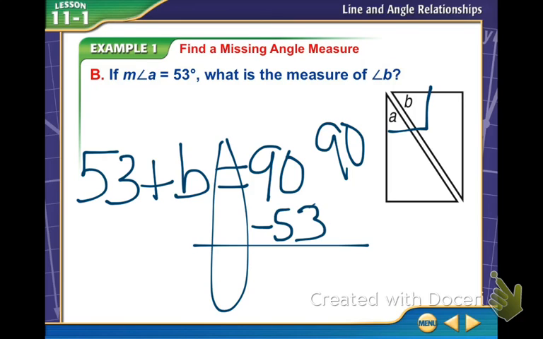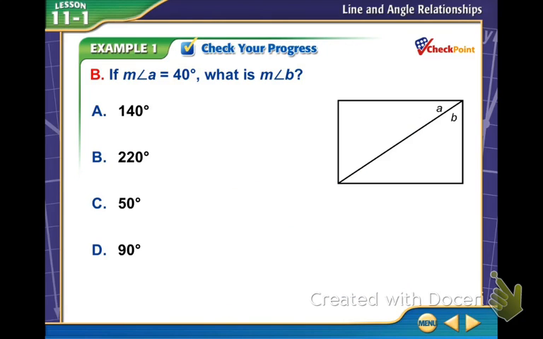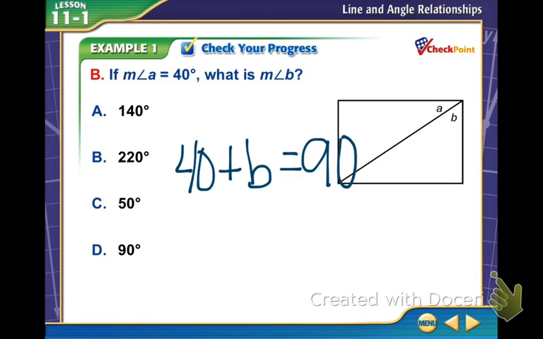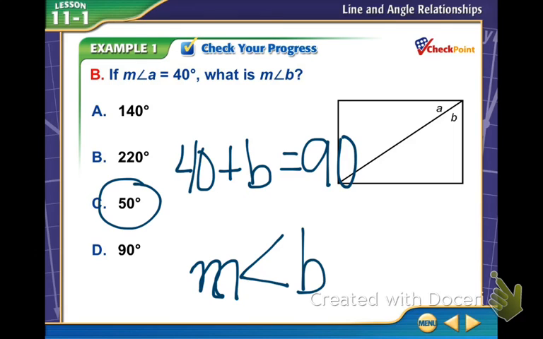Which gives us 37 degrees for our missing angle of B. Okay, you do this one. So if A is 40 and we don't know B, we're trying to figure out 40 plus what equals a right angle, 90 degrees. It would be 50. And we would write this like this. M for measure, the measure of angle B is equal to 50 degrees.